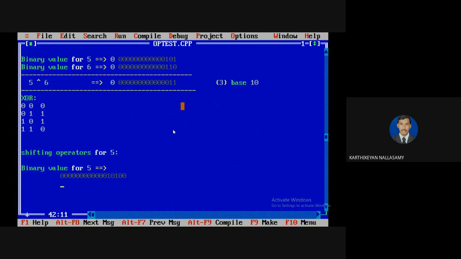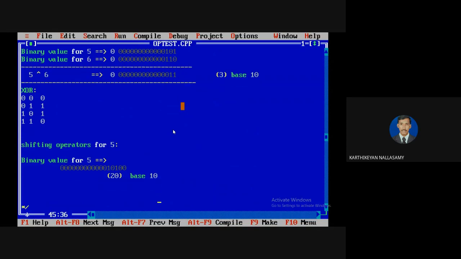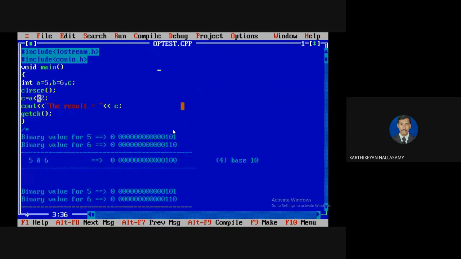Now this is the value. Now you need to find the equivalent decimal value for this. So 1 0 1 0 0. So 2 power 0 does not exist. 2 power 1, 2 power 2, 2 power 4. So the answer is 20. So 20 in base 10. Base 10 means it is a decimal representation, understood by human beings.